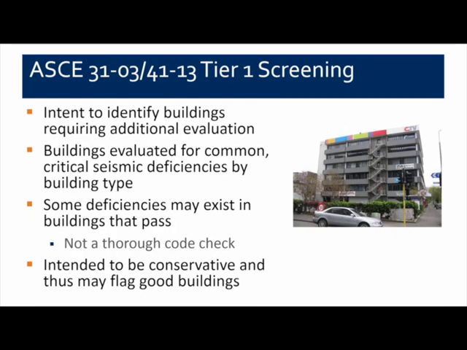The next level of evaluation in terms of complexity is what's called the Tier 1 screening, and this is defined in two different documents. The ASCE 41-13 is the more modern document, which supersedes the ASCE 31. And the intent of this screening procedure is to identify buildings that require some additional evaluation. The buildings are evaluated looking for common structural deficiencies by building type as we described before, but it's looking at it in a lot more detail than you would with a rapid visual screening. But this is still a very rudimentary evaluation procedure.